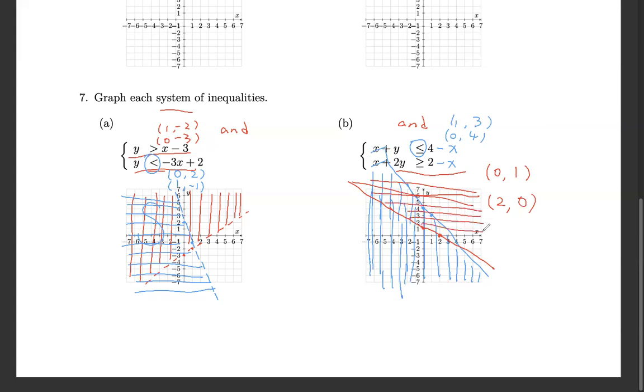Where do those solution sets intersect or overlap? We see it right here, inside those two lines. And that's it. Hopefully you have time to preview, then we'll talk about it in class this afternoon.